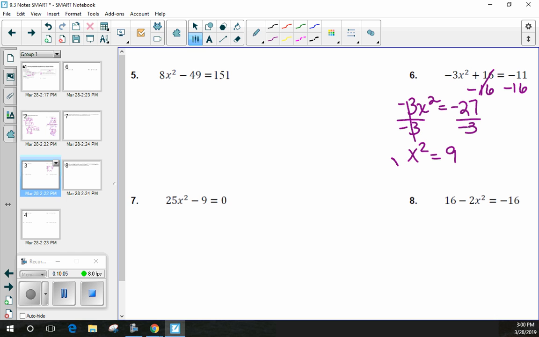So if we take the square root of both sides, that cancels the power. X is equal to the square root of 9, which is positive and negative 3. Good. Okay.